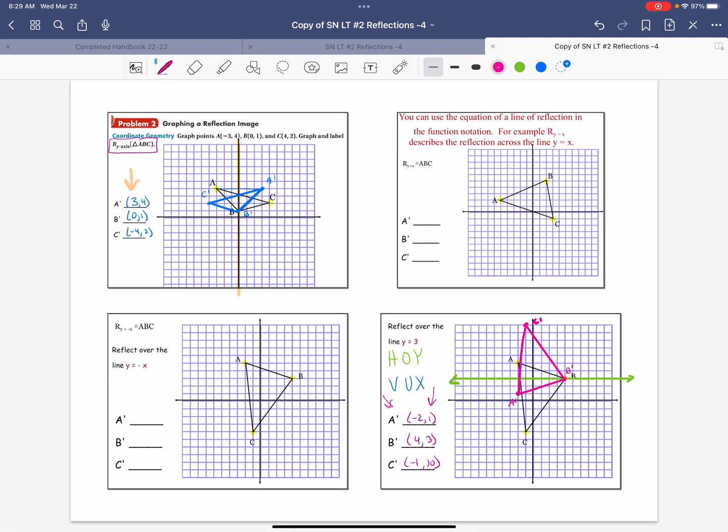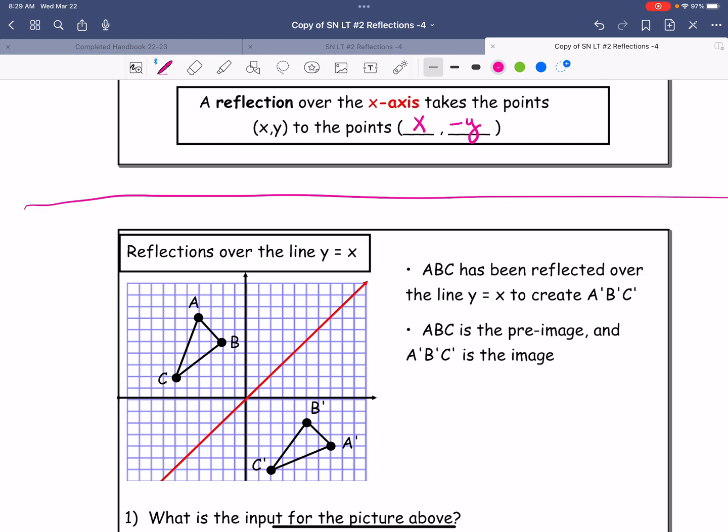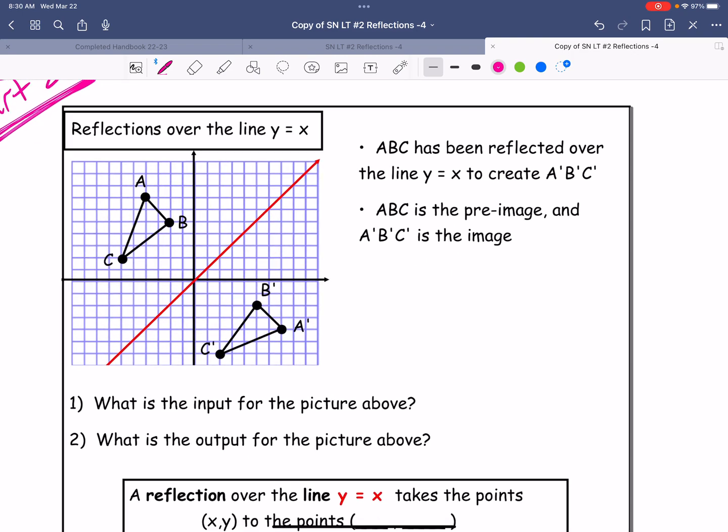Okay, so that's it for part 1. We're now going to go over part 2. The reason for adding this to the movie is that in the classroom, this is probably day 2. So part 2 is going to be using reflections over the line y equals negative x.